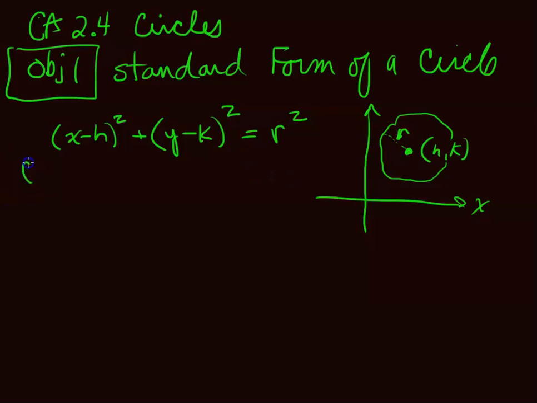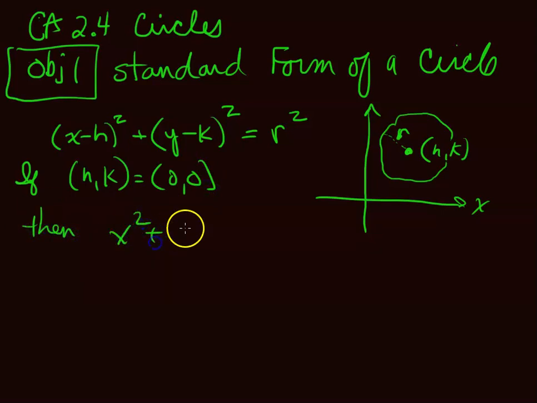Now, if we've got a special circle, h and k at the origin, this reduces to x squared plus y squared equals r squared. Sort of a nice, short form.